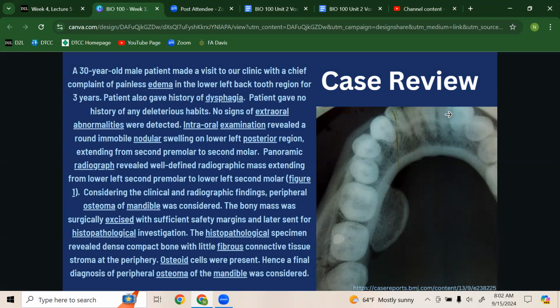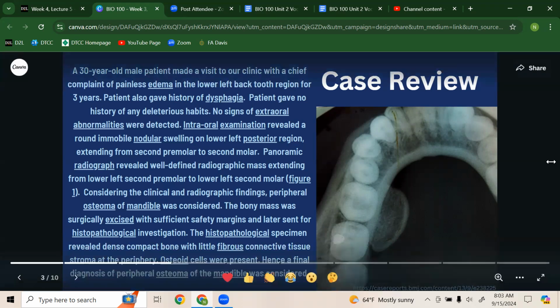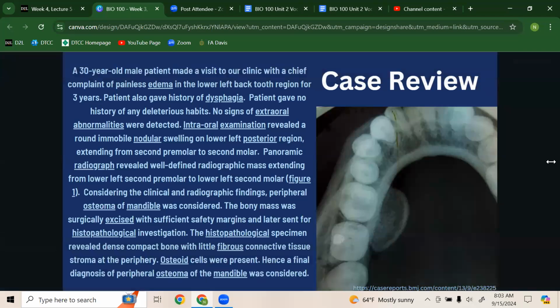Patient gave no history of any deleterious habits. No signs of extraoral abnormalities, so no abnormalities outside of the mouth were detected. Intraoral examination, so within the mouth examination, revealed a round immobile nodular swelling. So nodular is going to be kind of like a circular or spherical lump on the lower left posterior. You should know that's in the back region, extending from second premolar to second molar. So this is the back left side of our patient's mouth.